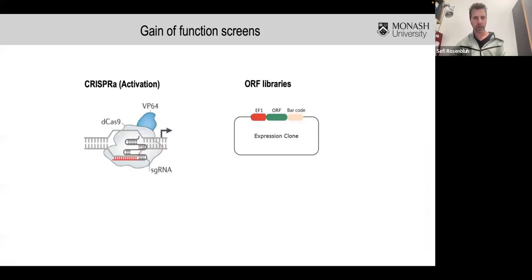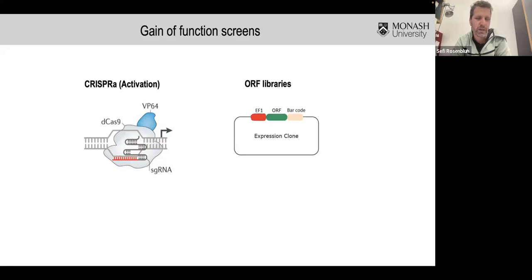Okay, so I talked up to now about loss of function screens. And I'll go now to talk about gain of function screens. I'll try to go, I'm running out of time. I'll try and do this quick. So in gain of function screens, what we want to do here is overexpress a gene of interest. And we have two ways to do that.